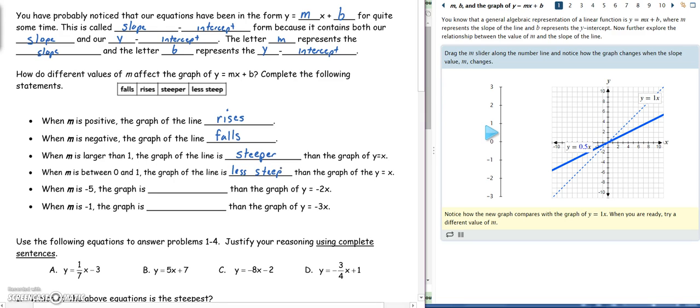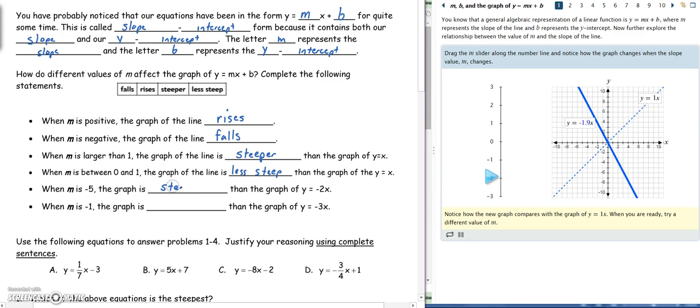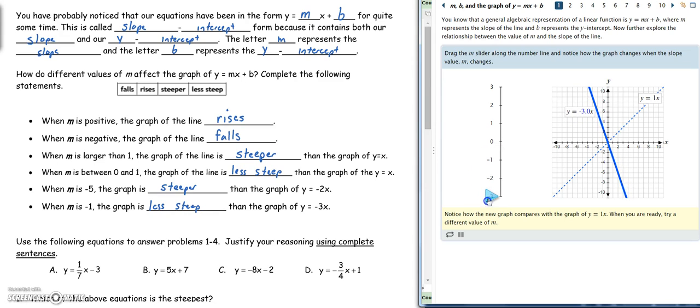So let's look at when m is negative 5. We don't have a negative 5 on here, so we'll just go to our biggest number. Notice that that graph is going to be steeper than something where it's negative 2, where the line flattens out a little bit more. So if your m is a larger number, it's going to be a steeper line. If my m is smaller, it's going to be a less steep line. If I look at the graph where it's y equals negative 3x, my slope is negative 3. If I change my slope to negative 1, notice that I have a less steep line.